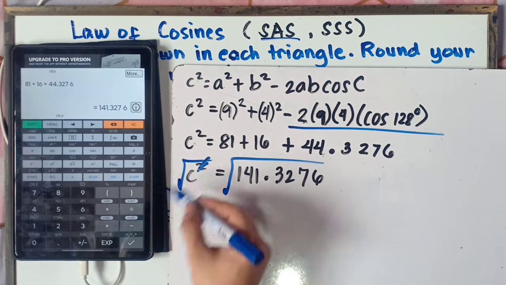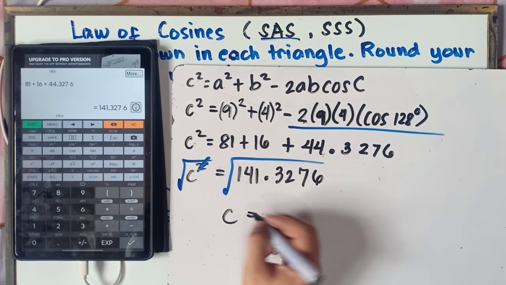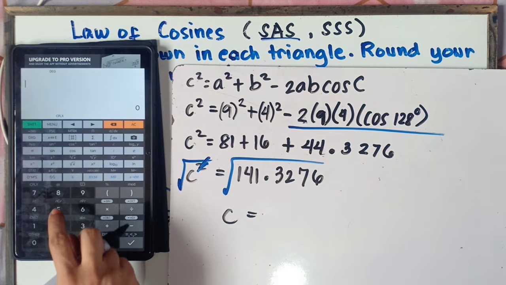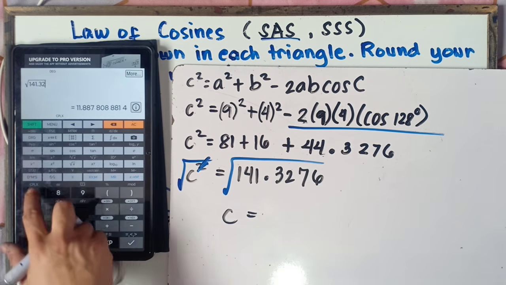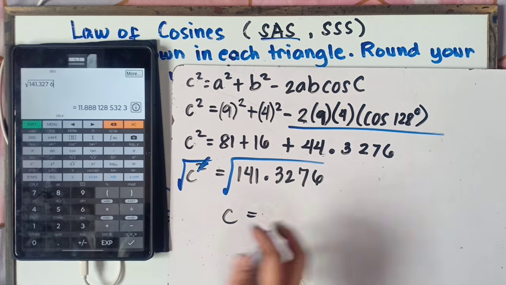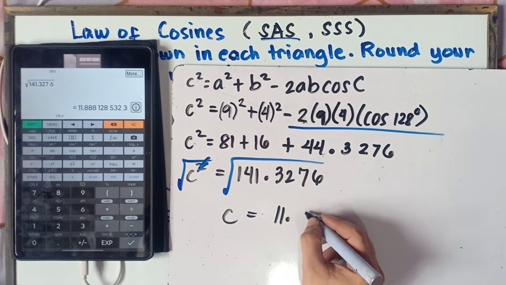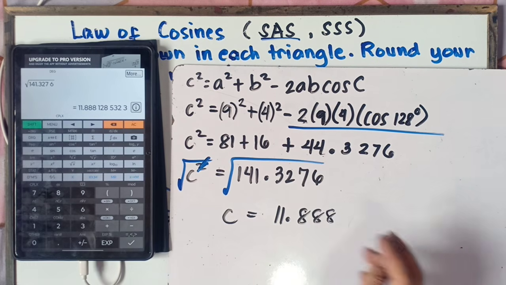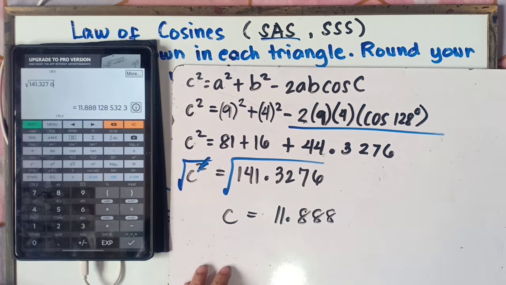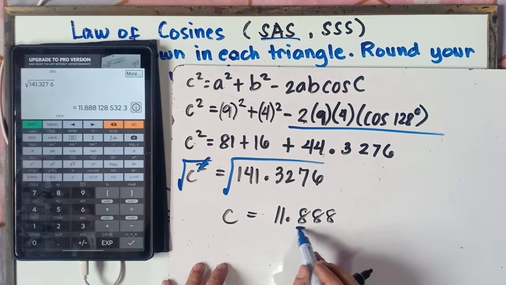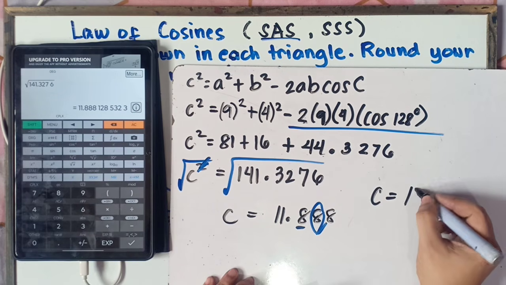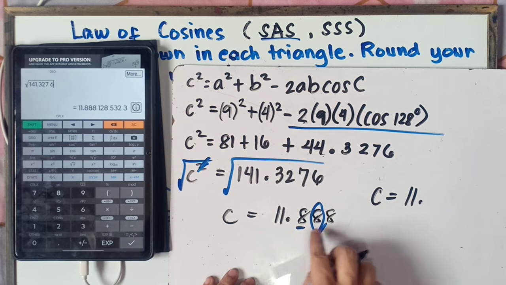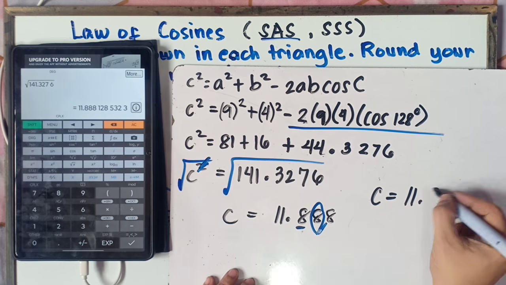So the value of c is equal to the square root of 141.3276. Alright, and then you will have 11.888. So once again, round up to the nearest tenth. So nearest tenth after 8, there would be 8. Therefore, c is equal to 11.9. So after 8, there would be 8, so therefore, this 8 becomes 9.